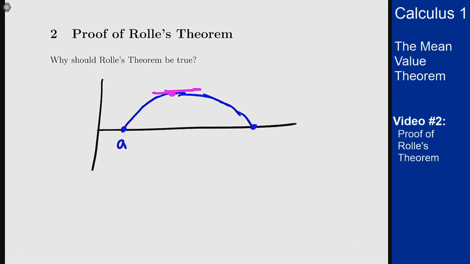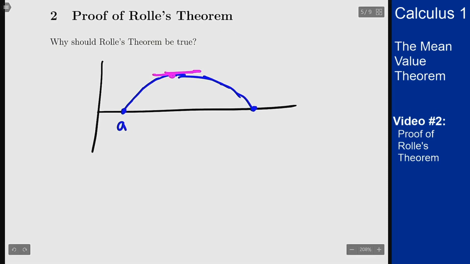The same idea holds if I start going down from a. I will also get a horizontal tangent where I have to turn around to come back up. The idea there is still the same. Let's write out an actual proof as to what this looks like.